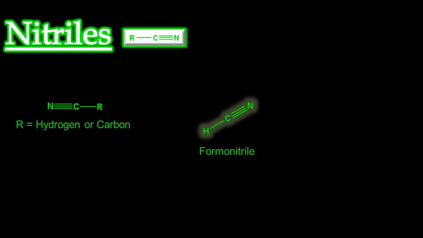The simplest of nitriles is shown here, formonitrile, which is sometimes referred to as hydrogen cyanide. Formonitrile consists of a carbon and a nitrogen atom triply bonded and features a single hydrogen bonded to the carbon atom.